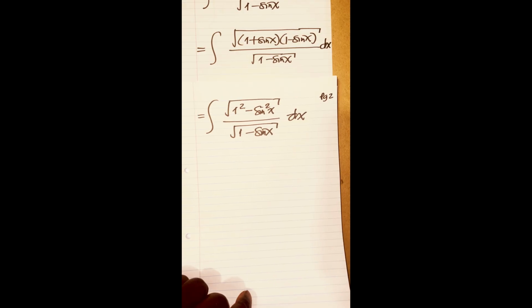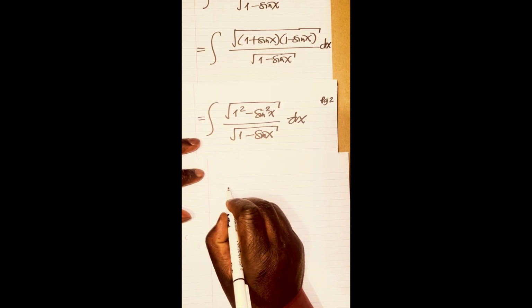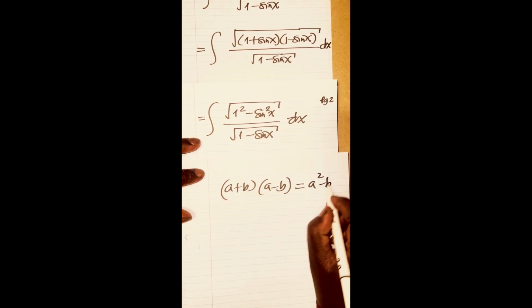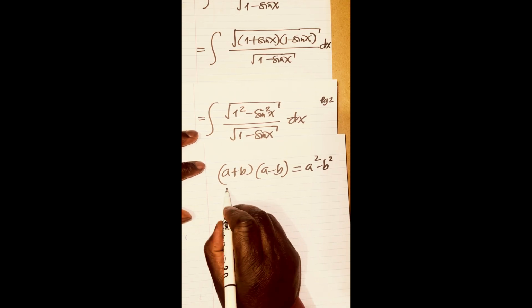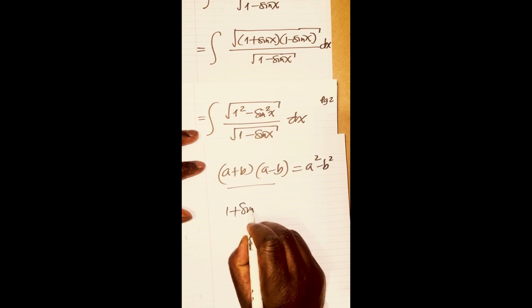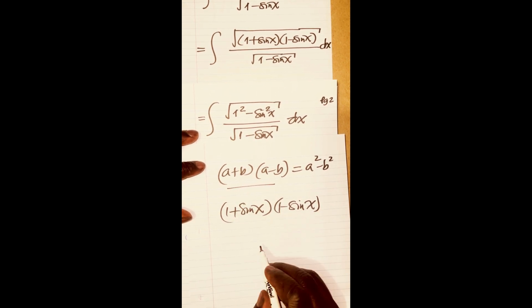Now let me explain something here. The idea behind conjugates is the following. From difference of two squares, a plus b times a minus b is equal to a squared minus b squared. These are what we call conjugates. So if I have 1 plus sine of x times 1 minus sine of x, if you apply this, you'll see that this simplifies to 1 squared minus sine squared x, which is just 1 minus sine squared x, like so.